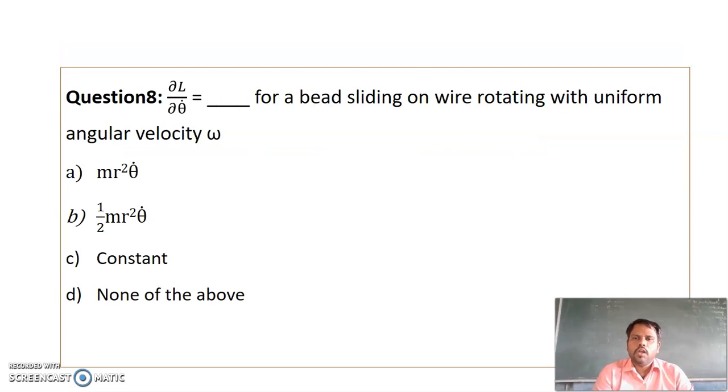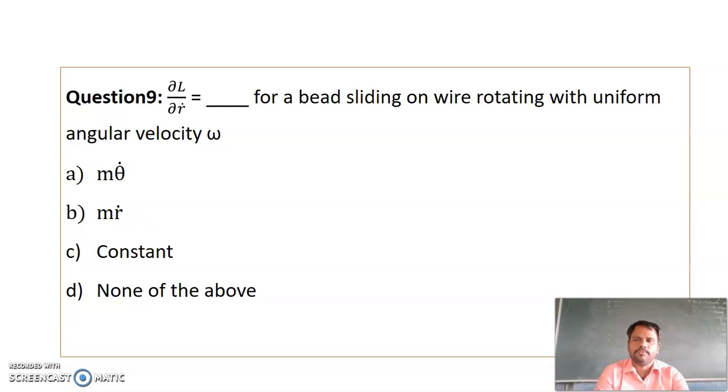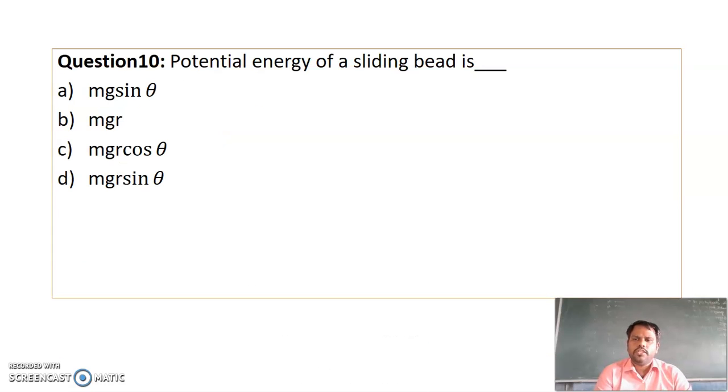Question number 8. Dou L by dou theta dot for a bead sliding on a wire rotating with a uniform angular velocity. Here the answer is m r square theta dot. If we differentiate L with respect to theta dot, we obtain this expression. Question number 10. Potential energy of a sliding bead is mgr sin theta.